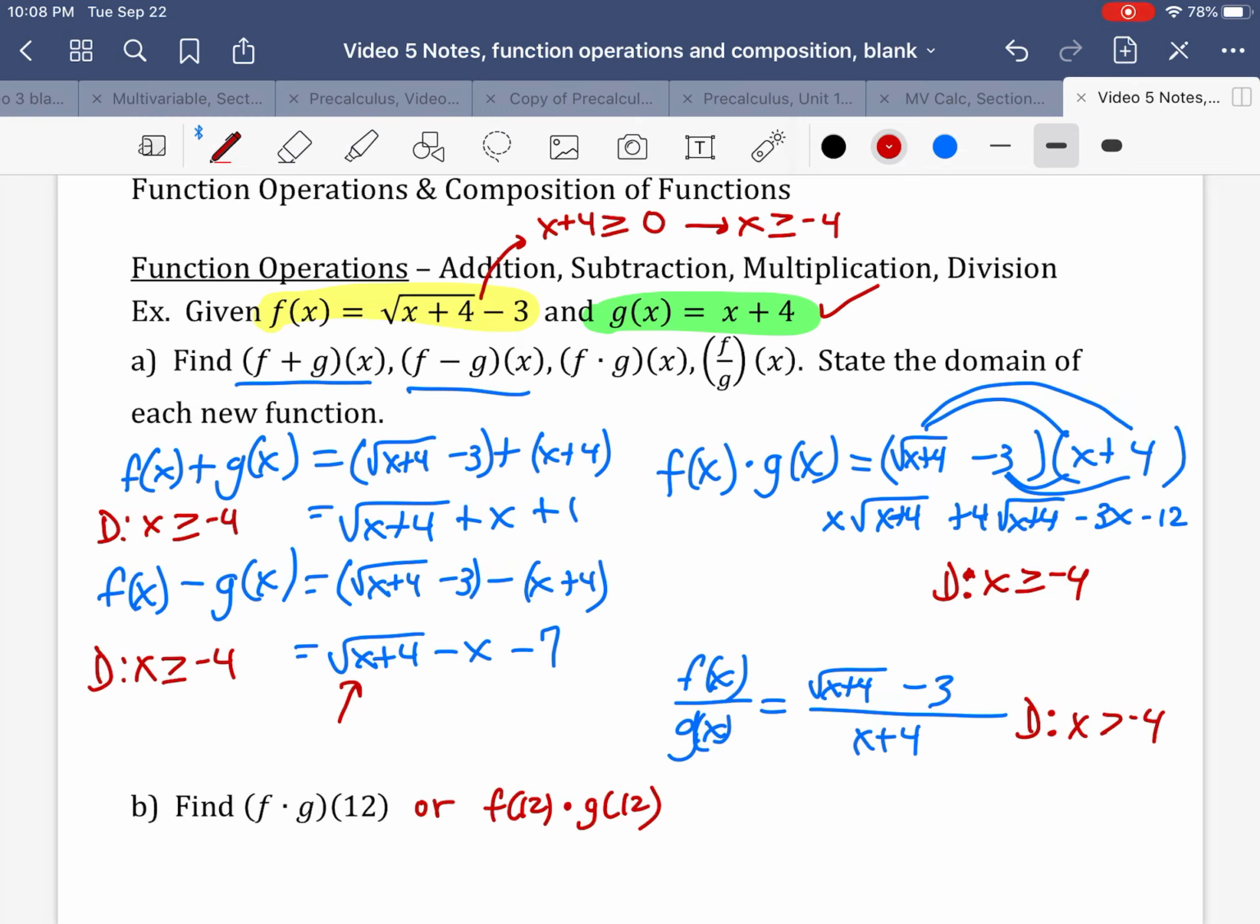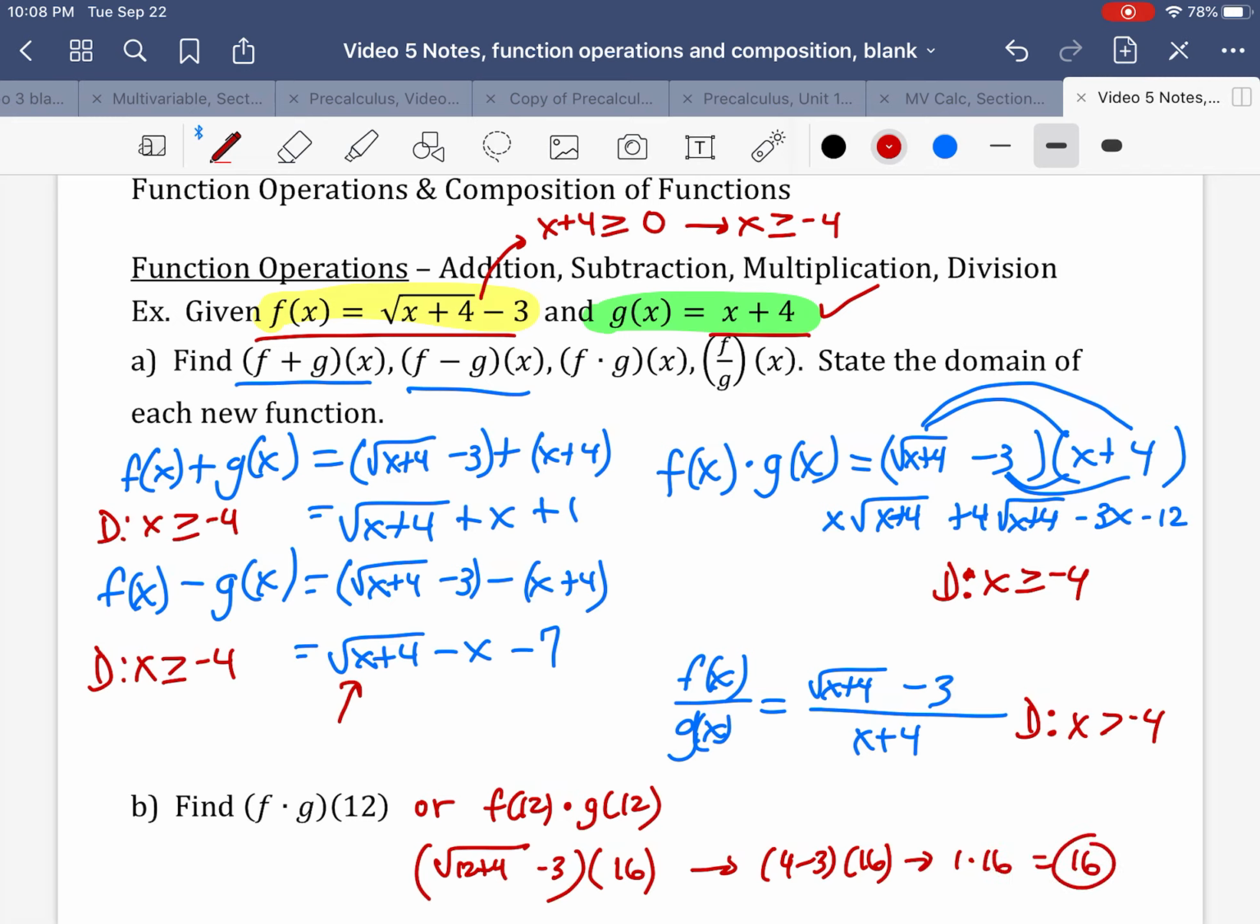So f of 12. So that would be me plugging it into this guy right here. So I'd have square root of 12 plus 4 minus 3 out here, times, let's plug 12 into this. And I know 12 plus 4 is 16. All right, so let's see what we get. The square root of 12 plus 4, so the square root of 16, is 4. So I get 4 minus 3 times 16. So that's 1 times 16, so that is 16. And there we go. So just some little operations. Those are operations with functions.